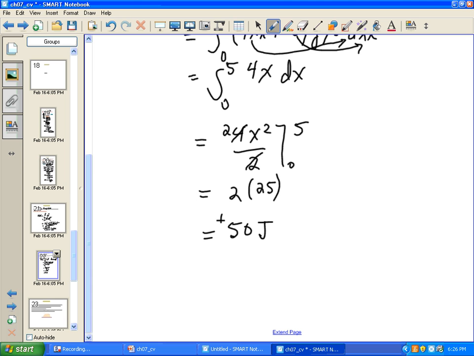Notice there's no I hat or j hat. So it is very important to keep in mind when you use integration and when you use merely the scalar product with no integral.